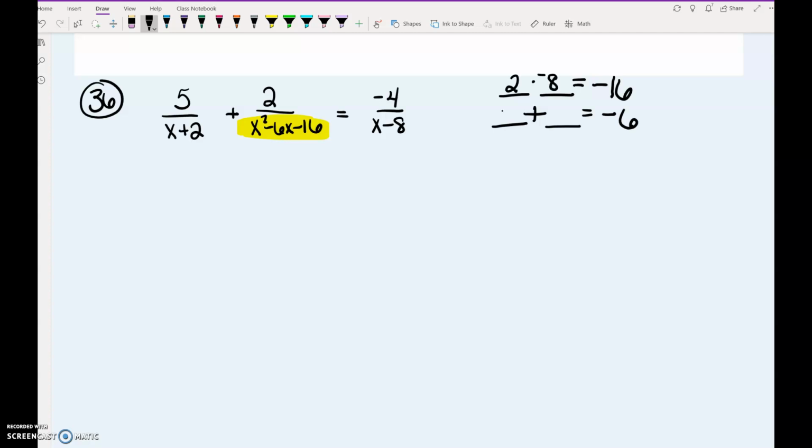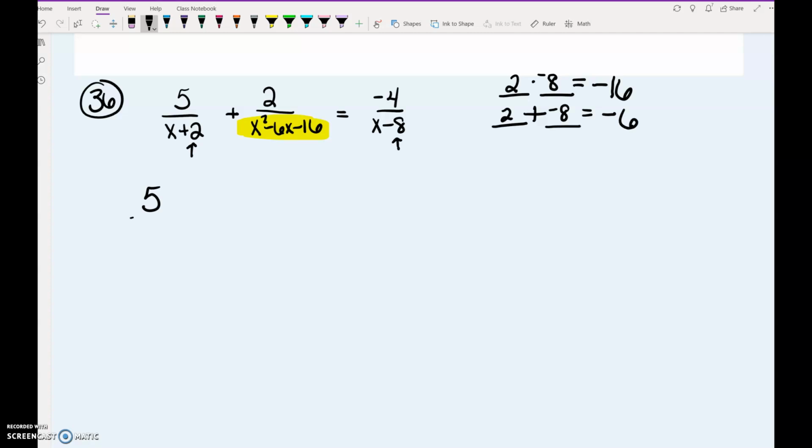2 and negative 8. Now stop for a minute and look at the other two denominators. Do you see anything interesting about the other two denominators? They are giving you a clue about how this trinomial is going to factor. So because of how these problems are typically put together, if you're struggling to figure out the two numbers to make the trinomial factor, look at the other denominators for a clue.